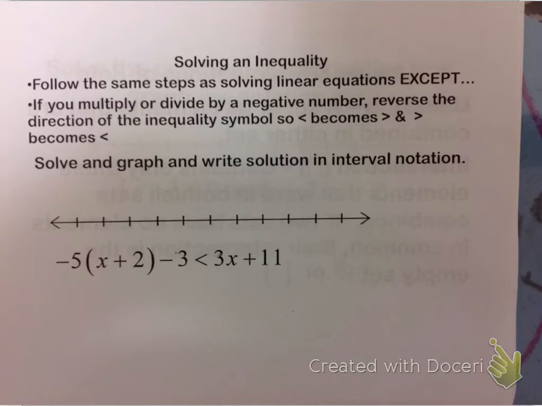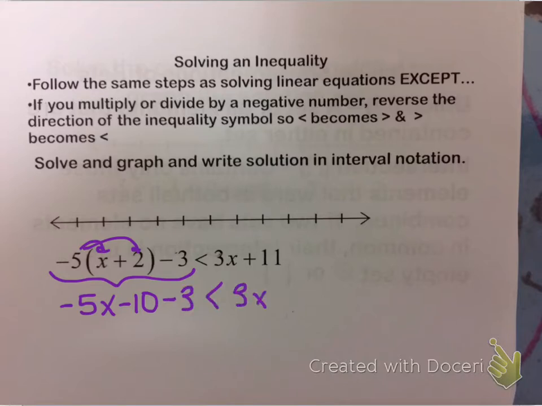So let's say I'm going to solve this inequality down here. Remember that those first two steps of solving can be summed up in one step, S, simplify. So I'm going to simplify this left side right here. I'm going to distribute that negative 5 through the parentheses and get negative 5x minus 10. And then, of course, there was already a minus 3 over there. And the 3x plus 11 is already a simplified side. So then on the left side, I just keep going. I'm going to combine my like terms, and I'm going to have negative 5x minus 13.